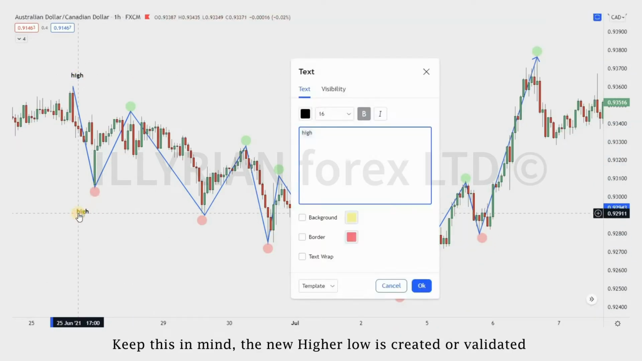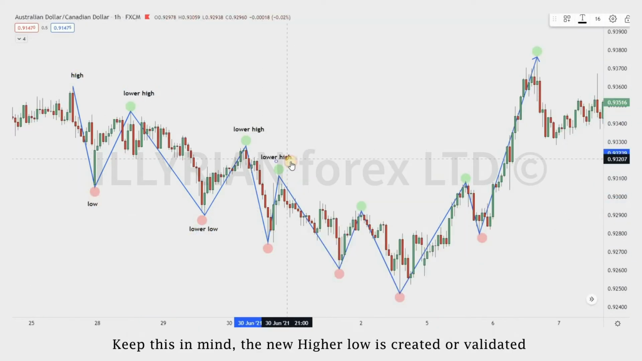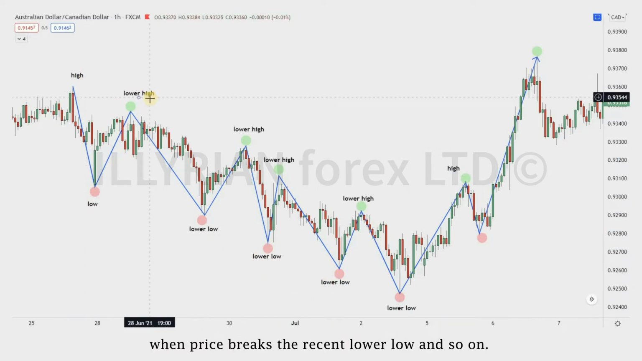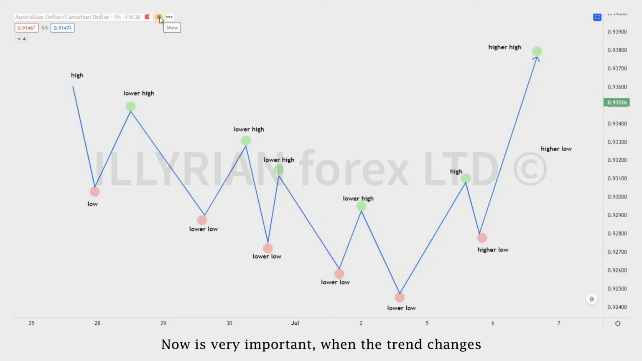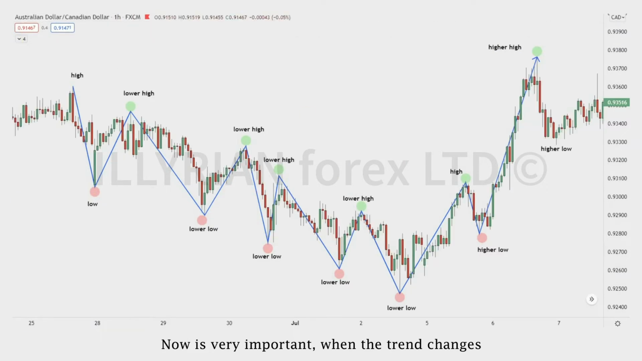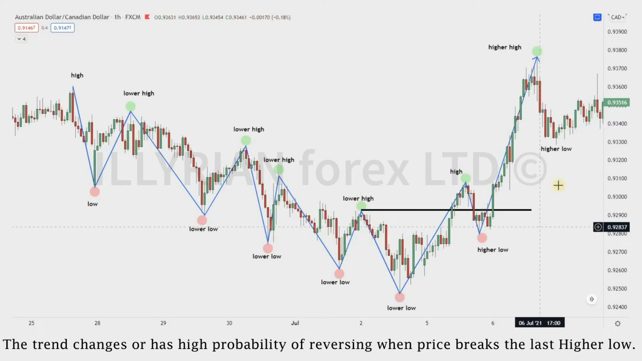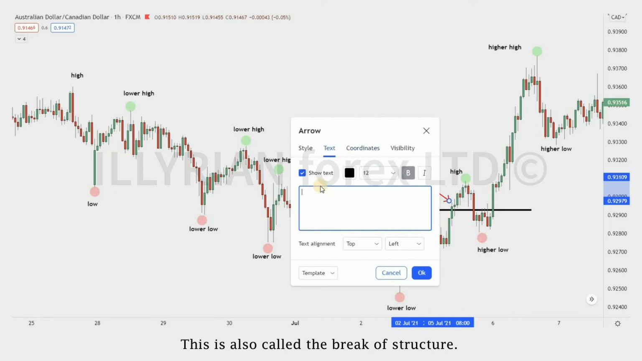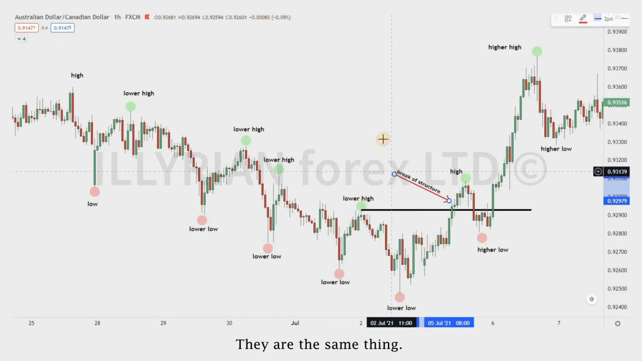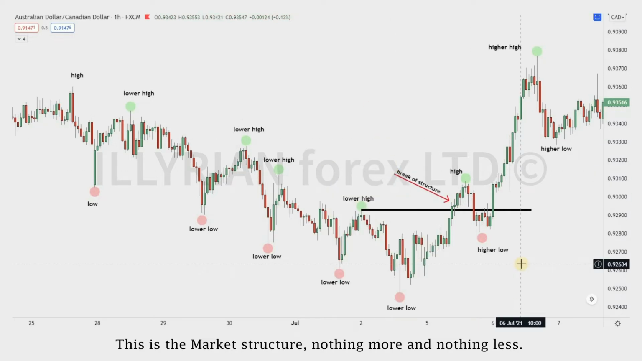Keep this in mind: the new higher low is created or validated when price breaks the recent lower low and so on. It is very important when the trend changes. The trend changes or has high probability of reversing when price breaks the last higher low. This is also called the break of structure. They are the same thing. This is the market structure, nothing more and nothing less.